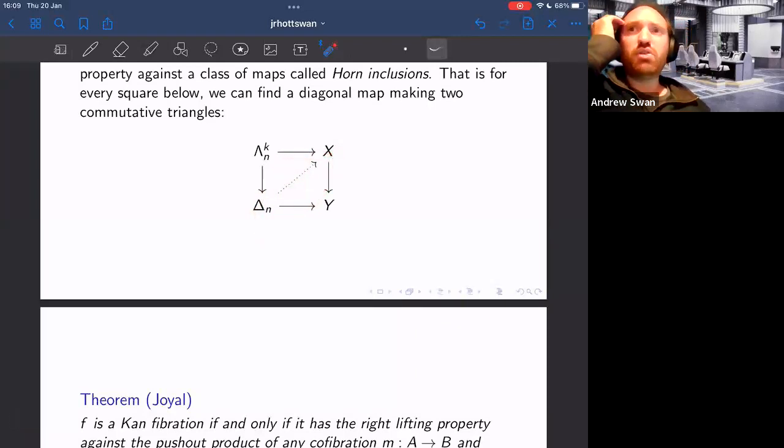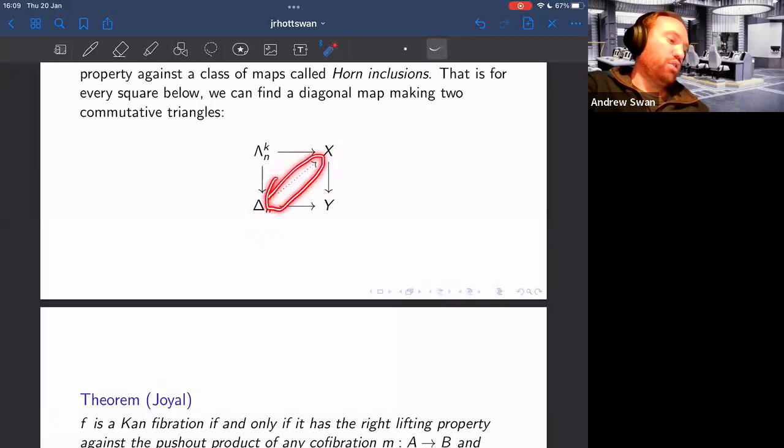But what if, instead of asking for maps as a property, that there exists a map, we treat this as structure instead, and say a Kan fibration structure is a choice of diagonal filler for every horn inclusion and every commutative square like this. So this is the same kind of idea, but just treating it as a structure rather than a property.